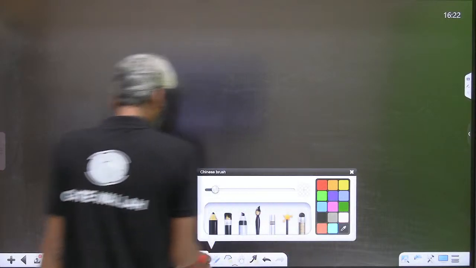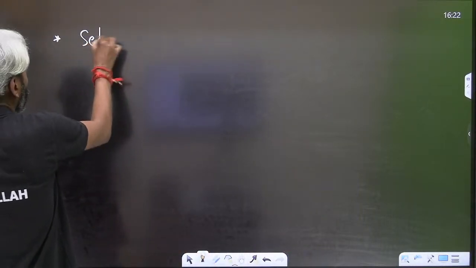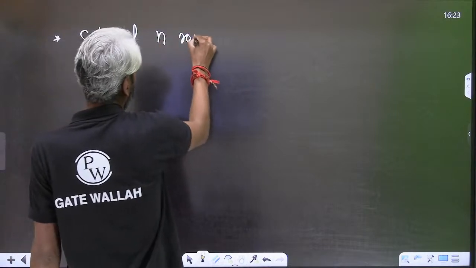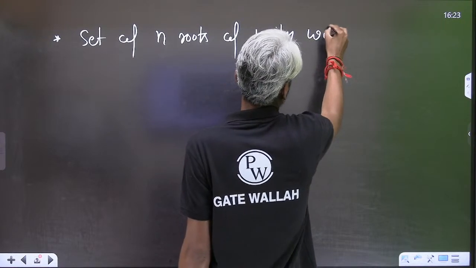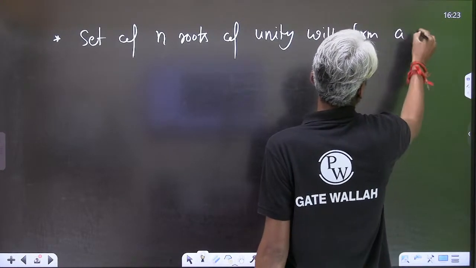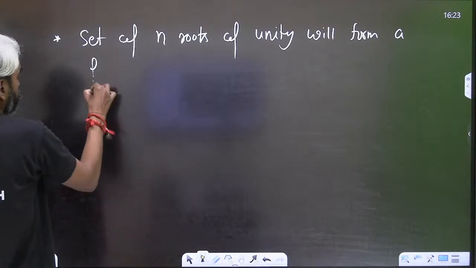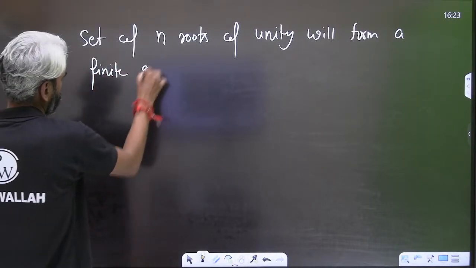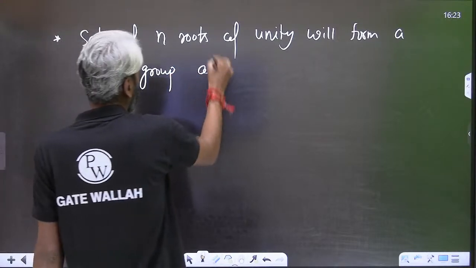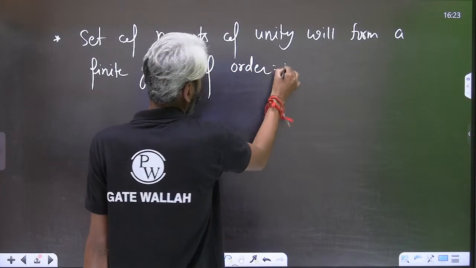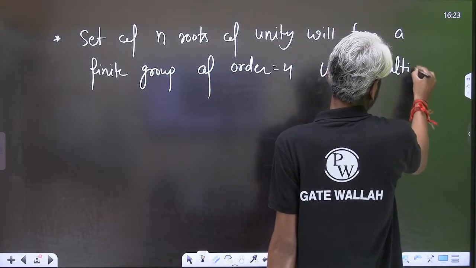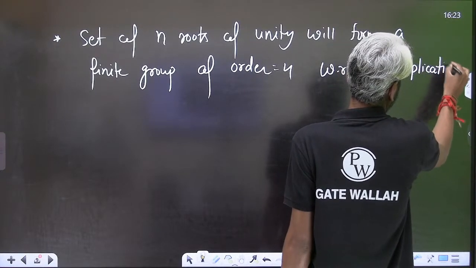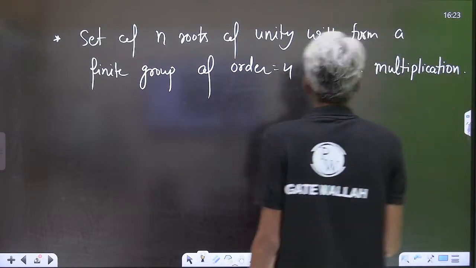Now, if I take the set of nth roots of unity, it will form a finite group with respect to multiplication. Yeah, this is one thing.